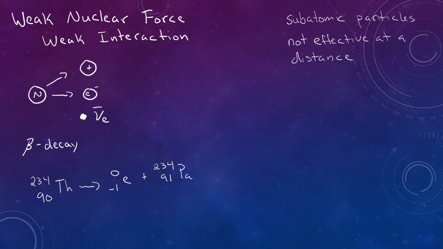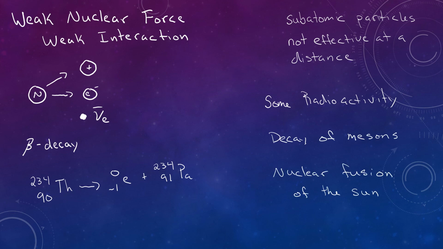And similar to the strong nuclear force, it's only effective on subatomic particles. It's not effective at a great distance between neutrons and nuclei. And so it helps us understand some forms of radioactivity, beta decay, beta emissions. It helps us understand decay of mesons, and it's what basically powers nuclear fusion of the sun. And researchers are looking into this force to understand it better so that we can start producing energy through nuclear fusion. It's a cleaner way of producing energy, and it's something researchers are looking at doing in the near future.